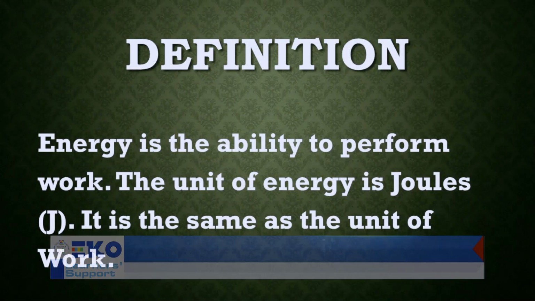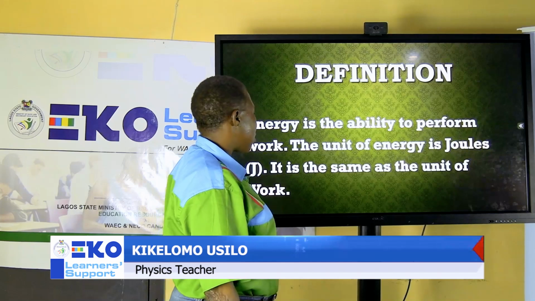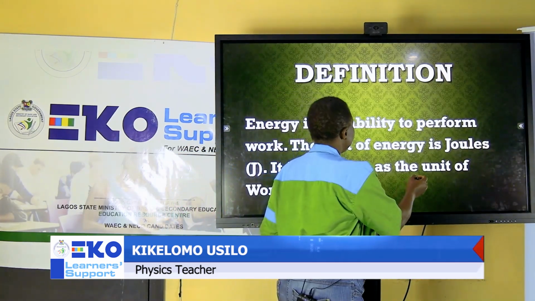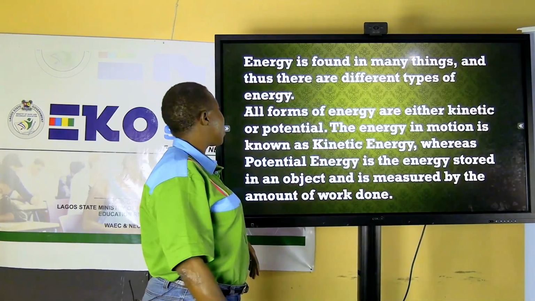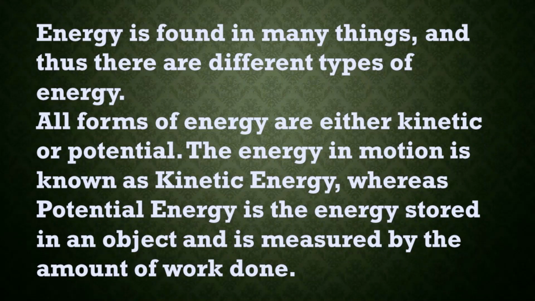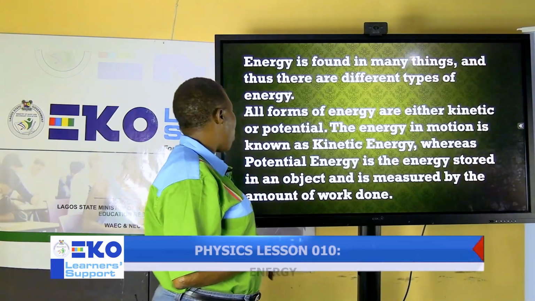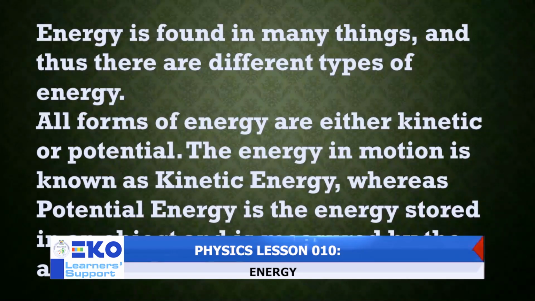Energy is the ability to perform work. The unit of energy is joules, and it is also the same as the unit of work. Energy is found in many things, and thus there are different types of energy. All forms of energy are either kinetic energy or potential energy. The energy in motion is known as kinetic energy, whereas potential energy is the energy stored in an object and is measured by the amount of work done.